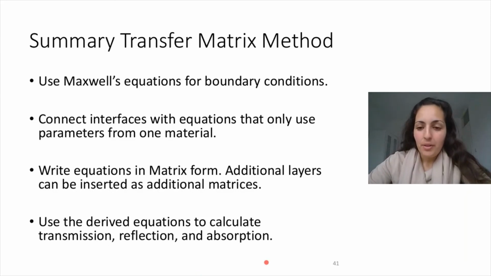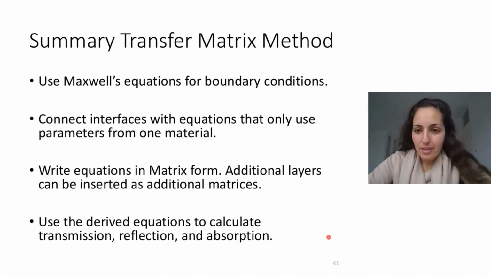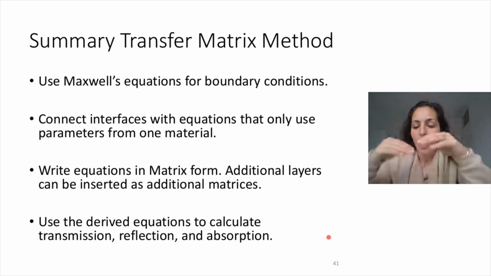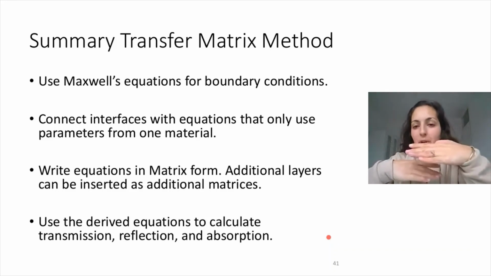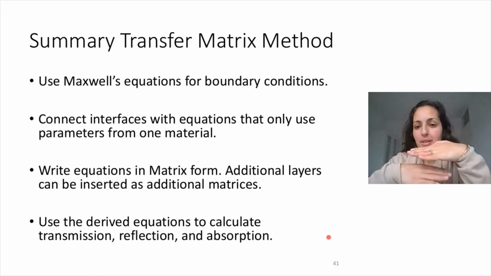Okay, let me briefly summarize how the transfer matrix method works. If we want to use the transfer matrix method in order to calculate a multi-layer stack, the way we derive this method is we use Maxwell's equations for the boundary conditions. Maxwell's equations tell us that the electric and magnetic field will be continuous at the interface of two materials. If we have these boundary conditions, then we connect the fields at the interfaces of one particular material through these 6 different equations that we came up with.